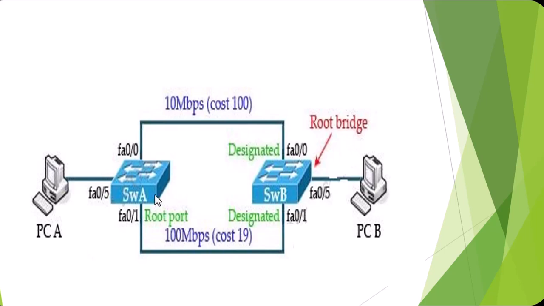So based on that, if you look at switch A, we have two links. One link is 100 megabit per second, and one is 10 megabit. Of course, 100 megabit per second has a lower cost, 19. So the port that has the lowest cost BPDU from the root, which is switch B, will be elected as a root port. So this one will become the root port, and the other port will be blocked.